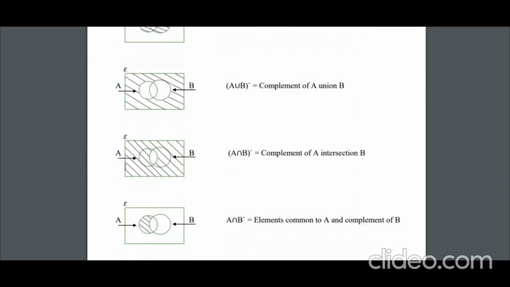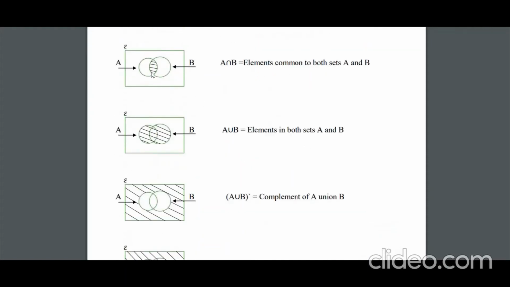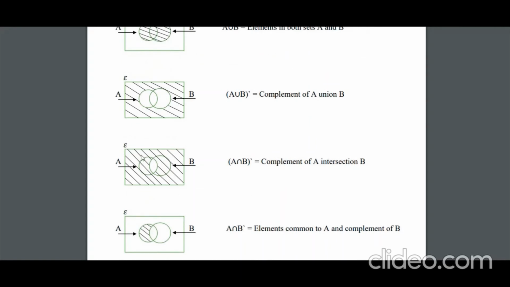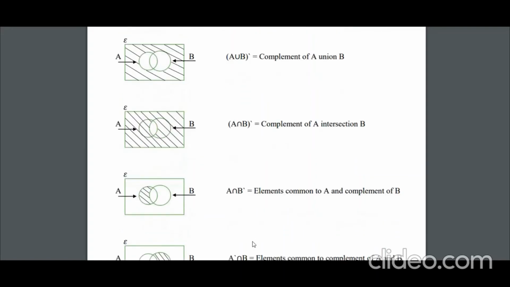A intersection B complement. So what is A intersection B? This particular region. The complement of that would give everything else in the universal set which does not belong to A intersection B. A intersection B dash.